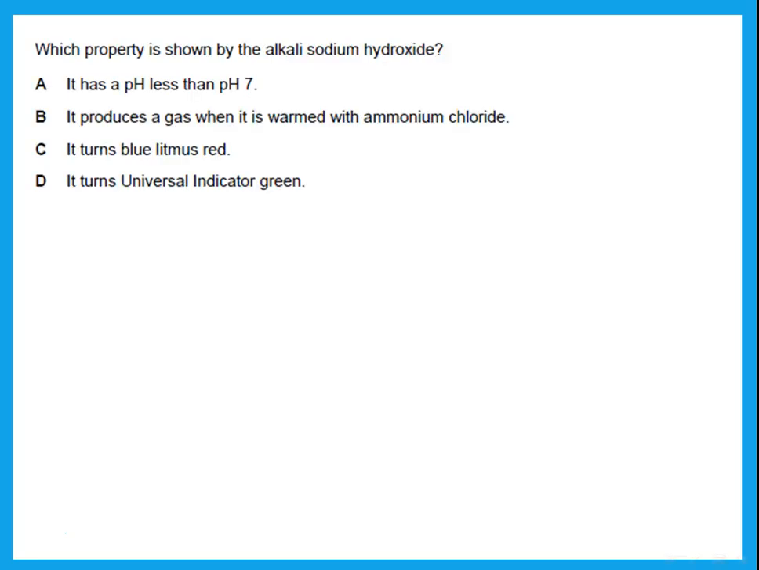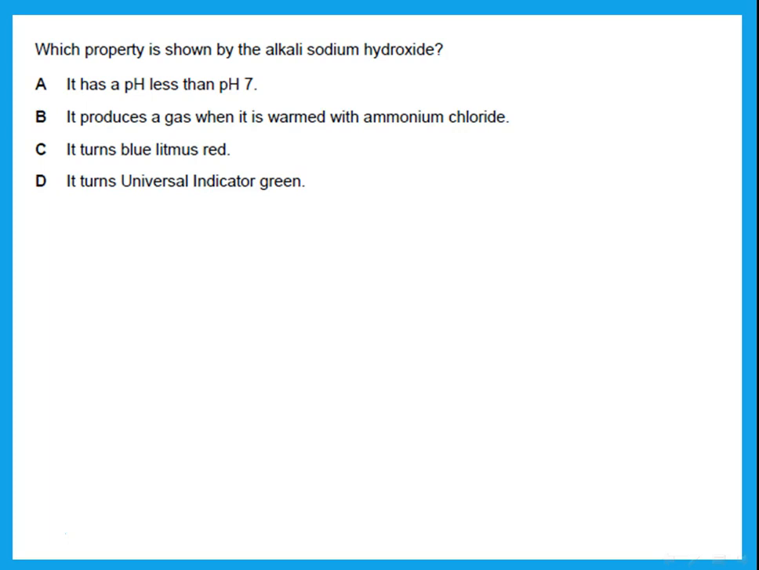Okay, let's try this sample question. Which property is shown by the alkali sodium hydroxide? We said what is meant by alkali again? We said an alkali is a base that dissolves in water. So sodium hydroxide is a base. So which of these would be correct? It has a pH less than 7. What did we say about a base? No, a base will have pH more than 7.